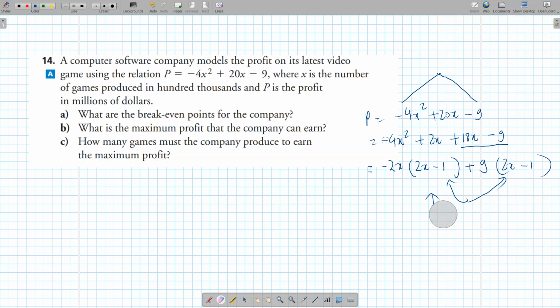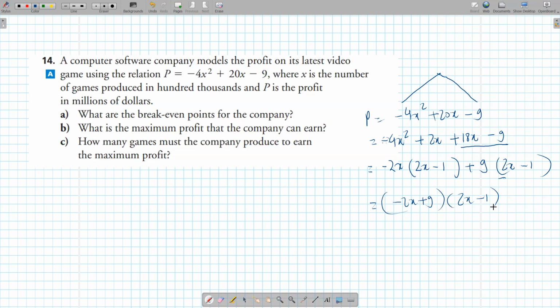Now we can just put everything together. So we get -2x plus 9, and then we pulled out the other bracket, 2x minus 1. Cool? A little bit difficult, right? Yeah, a little bit difficult in the factoring.